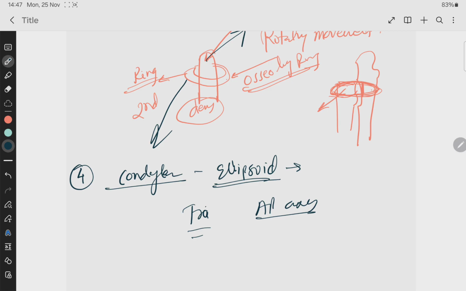Like in the wrist joint, radiocarpal joint, atlanto-occipital joint, metacarpophalangeal and metatarsophalangeal types of joints. These are examples of an ellipsoid type of joint.